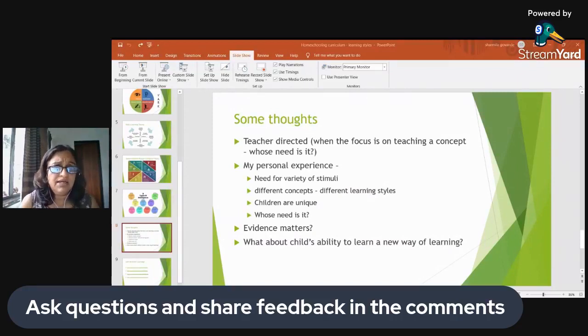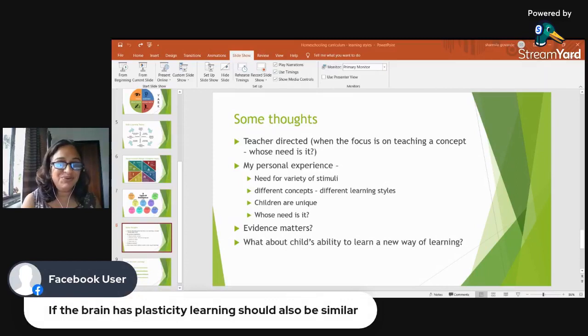these learning styles. First and foremost, I felt that, yes, so there. I'm sorry, I got distracted by a comment that's come in. I'm going to show it. If the brain has plasticity, learning should also be similar. True, that's true. I haven't really got too much into plasticity learning, but I'm sure what you say makes sense.